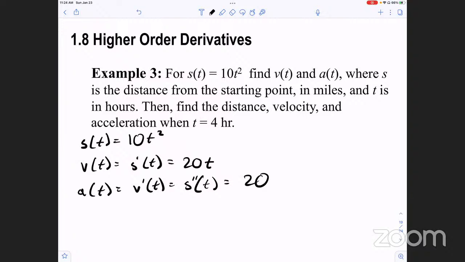In hours, right? So for velocity, those units are miles per hour. We can just put mph or miles per hour. And then acceleration is going to be miles per hour squared, all right? So acceleration is in the units of, in this one, miles per hour squared, okay?